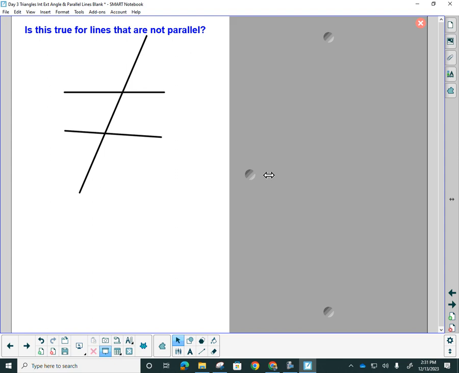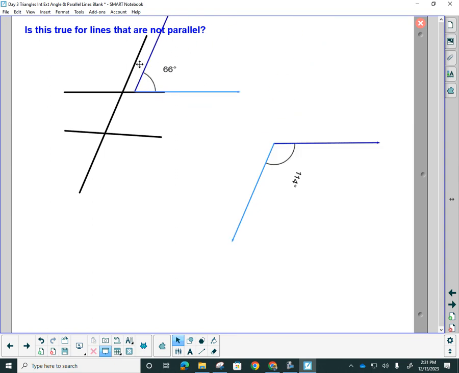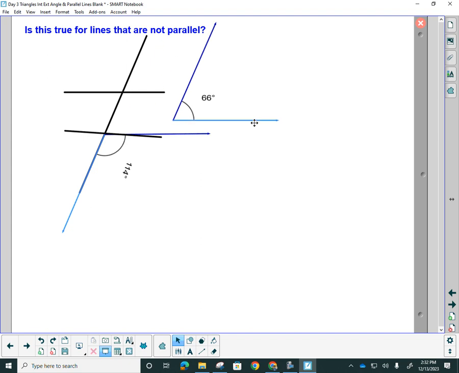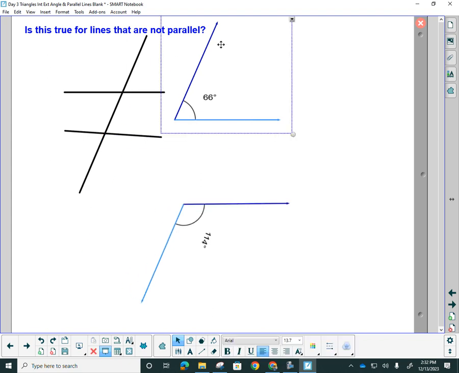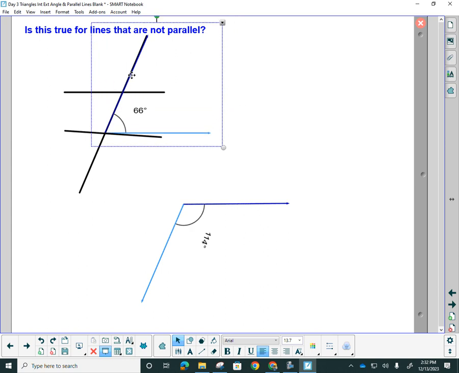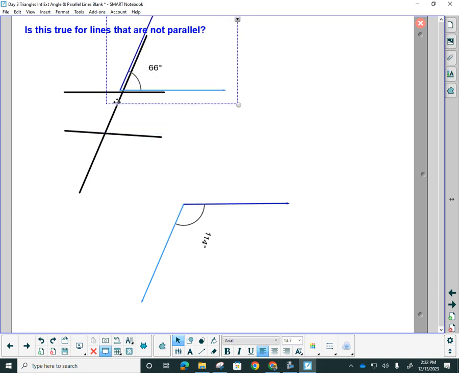Is it true if they're not parallel? Well, no. You see, there is 66. 180 minus 66, that's 114. Okay, so that's straight, but if they're not parallel, you see this guy is not the same. The F pattern doesn't hold true. They have to be parallel in order for this to work. Same thing if I was to just move it down, use the F pattern to move it down, you can see that that one's not 66. Okay, so they have to be parallel in order for these properties to work.